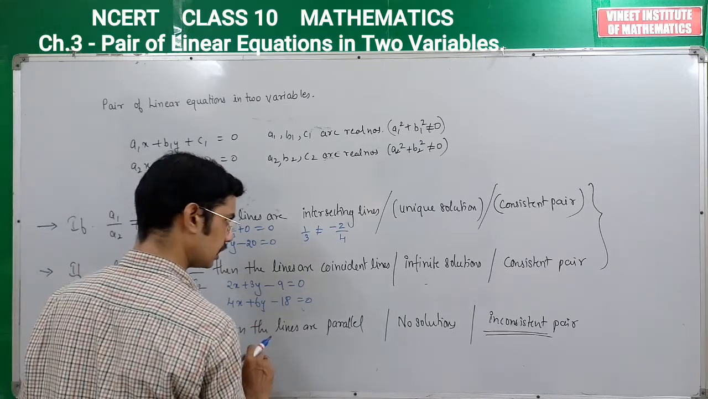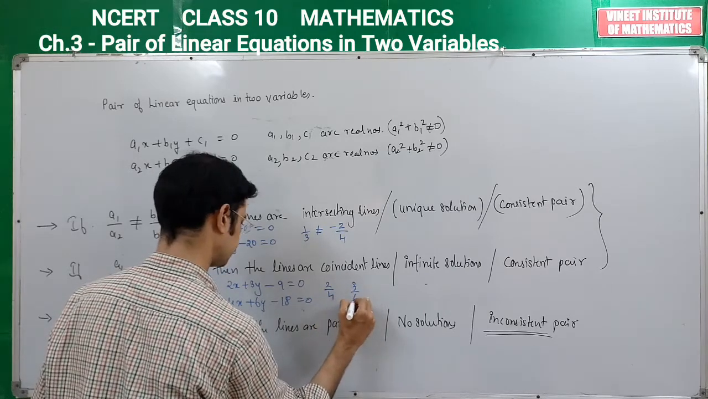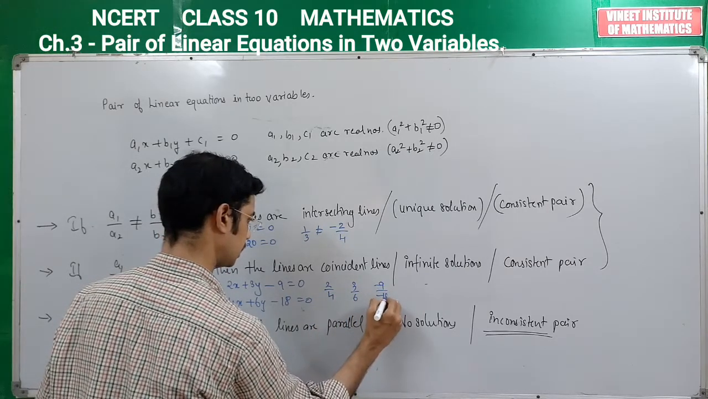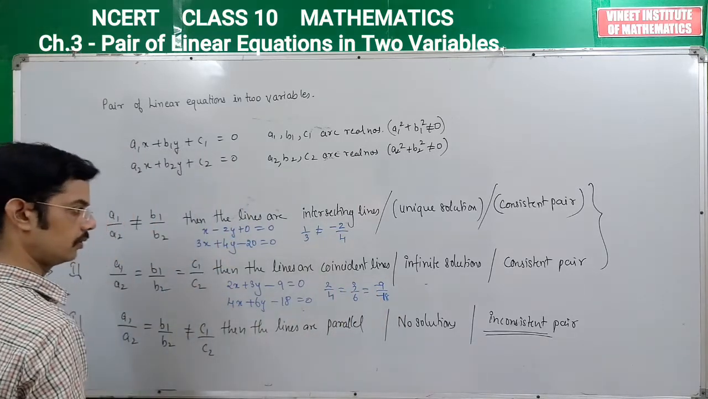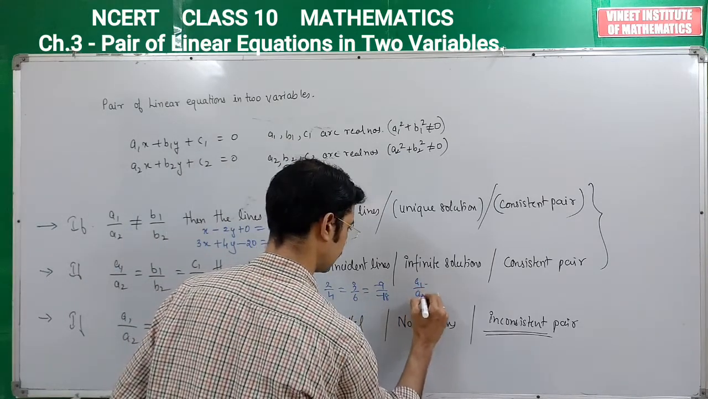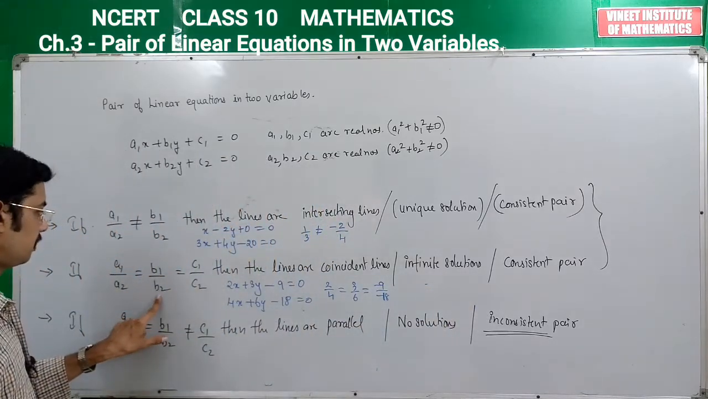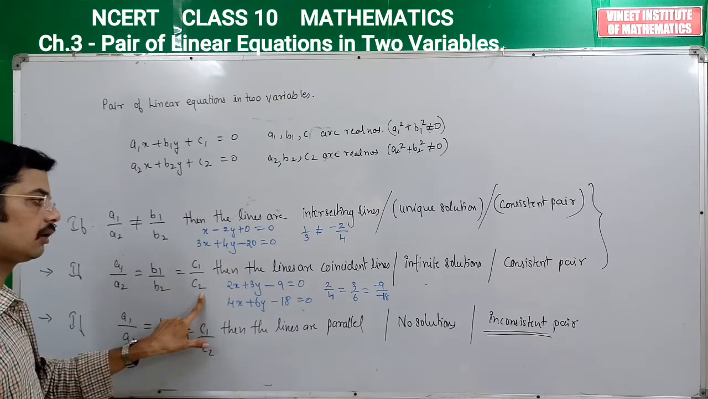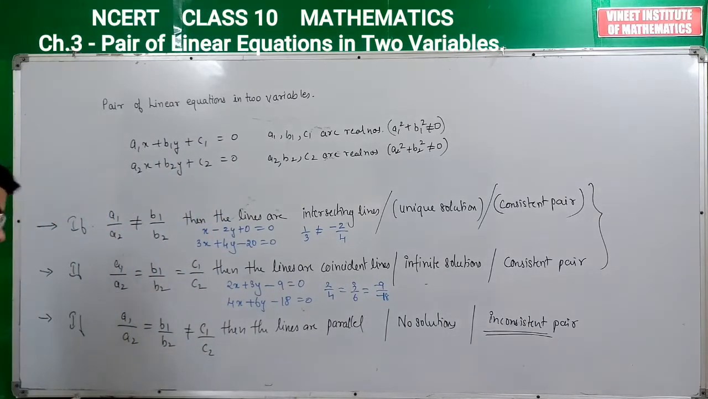So clearly we can say that in this case, we have 2 by 4, then 3 by 6 and minus 9 by minus 18, all of them are clearly equal. Now when they are equal, we can clearly say that a1 by a2, b1 by b2 and c1 by c2 are all equal, and therefore the lines are coincident lines and they have infinite solutions. Okay, now let us take another example for the parallel case.